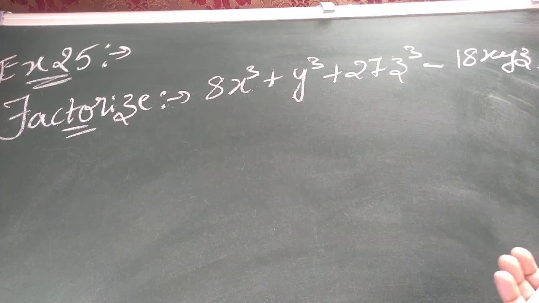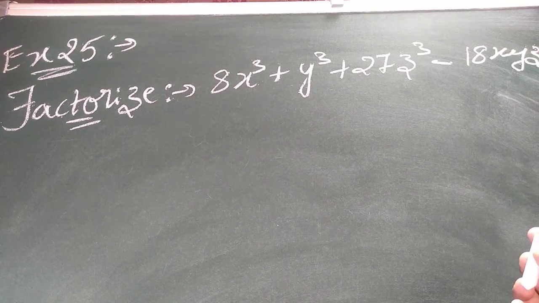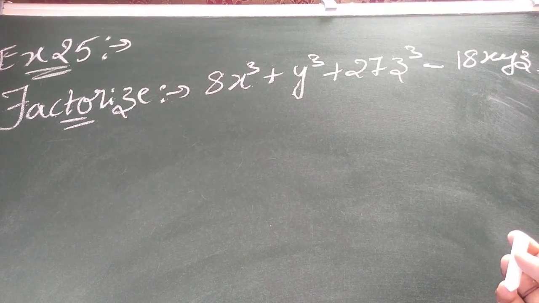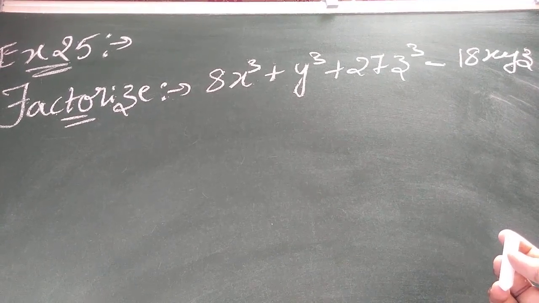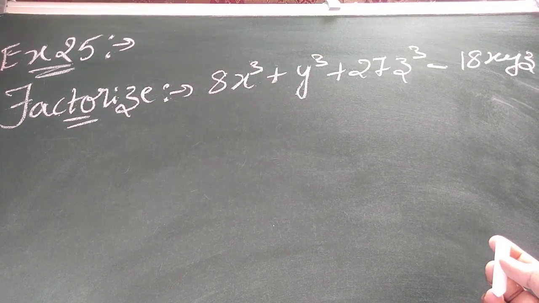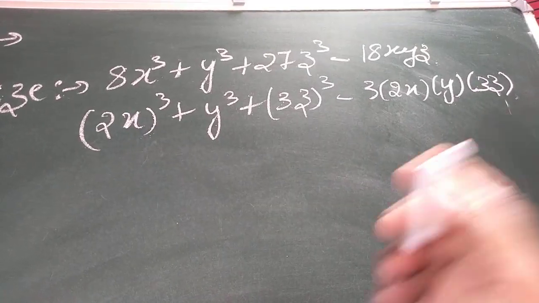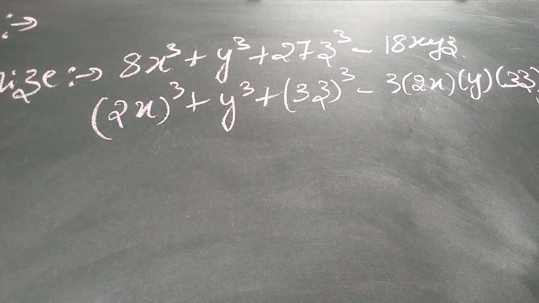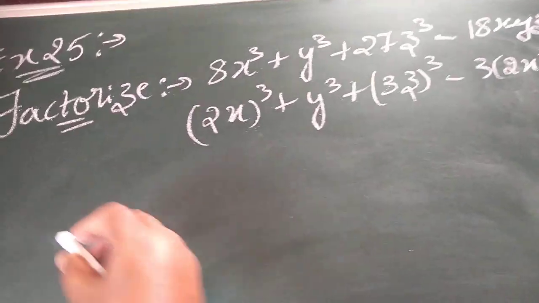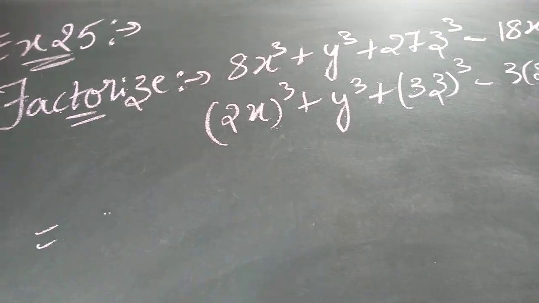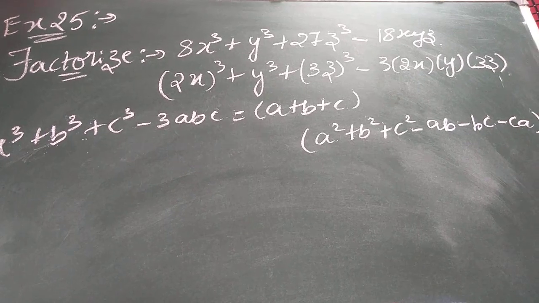So based on identity number 8, here is example number 25 regarding factorizing 8x cube plus y cube minus 27z cube minus 18xyz. This is not in the form, so first I should bring it into the form of the 8th identity. So now it is in the form of a cube plus b cube plus c cube minus 3abc. So the solution we know for this is, so now I have written the identity comparatively to our question, children.